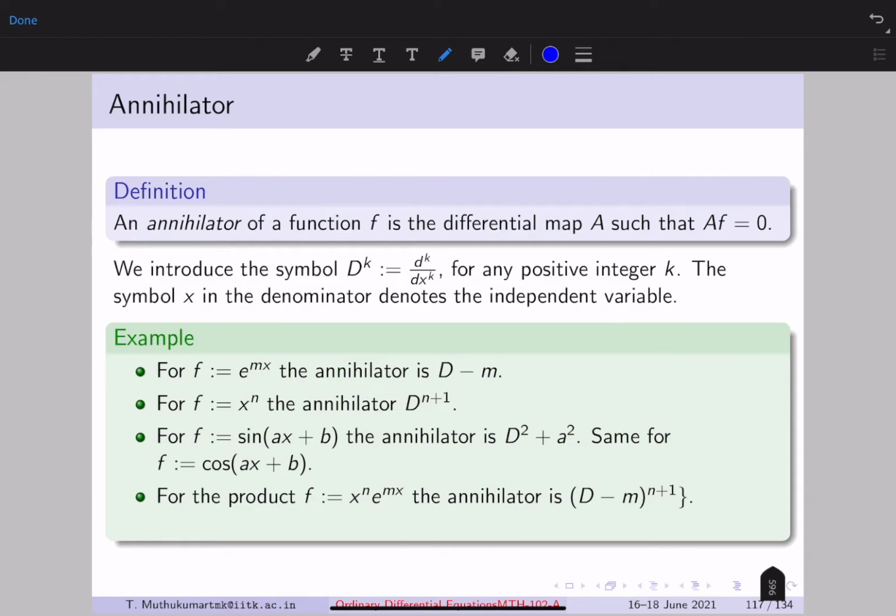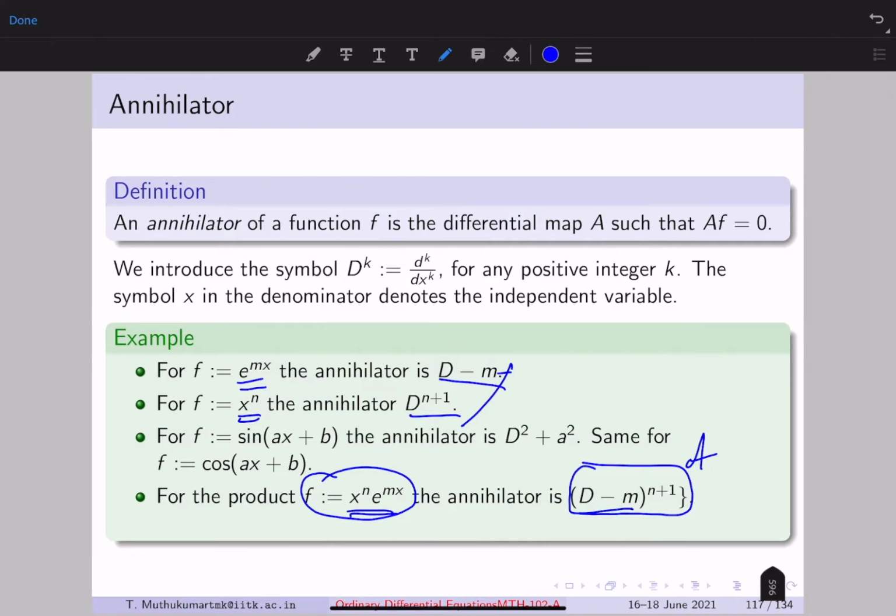Now you can also use this information. For instance, in this case, it is the product of these two cases. f is e^(mx) times x^n. In this case, what is the annihilator? It is the composition of these two. So for e^(mx) it is D minus m, and for x^n it is D^(n+1). So the composition of these two is (D minus m)^(n+1). You can actually verify that this acting on this f will give you 0. So this is your annihilator A.